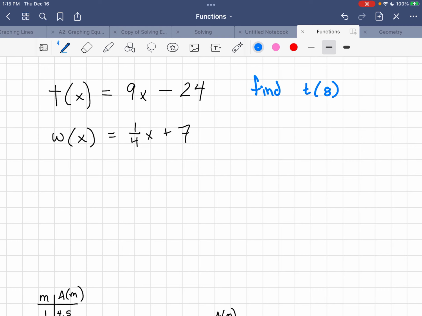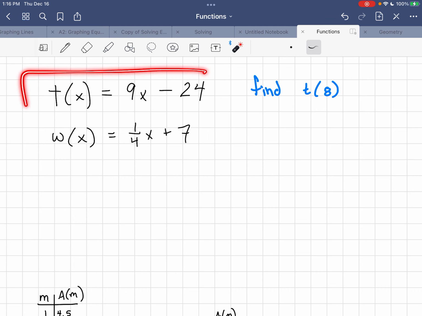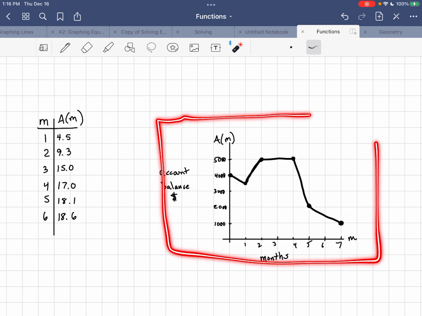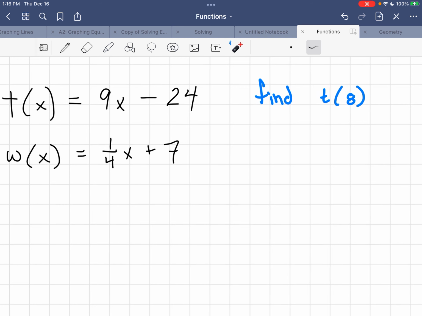This is a video on evaluating functions. So we have a few different scenarios that we're going to run into. Here we have functions in equation form. We have functions in table form. And we have functions in graph form. So let's start at the top.